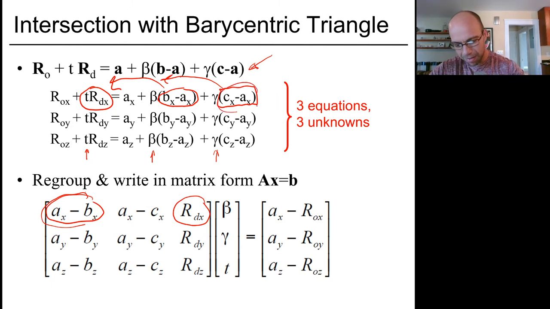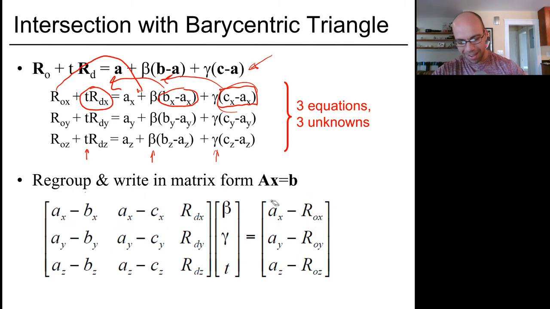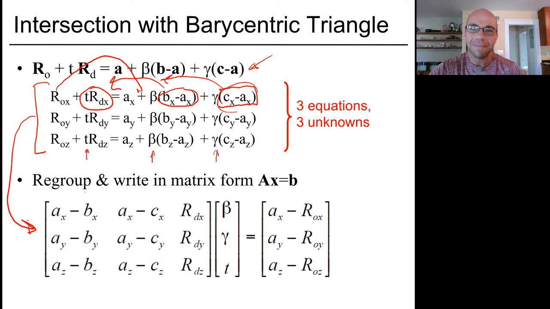Similarly, we have c minus a in front of gamma. That becomes a minus c in front of gamma, and so on. And then at the end of the day, we're going to move the r to the right-hand side, and that's what's going to give us a minus r. So I've probably totally botched this and confused everybody in the class, but the high-level point is that I just took these three expressions here and I wrote them in nice linear algebra notation. That's it. That's the only thing that happened here.